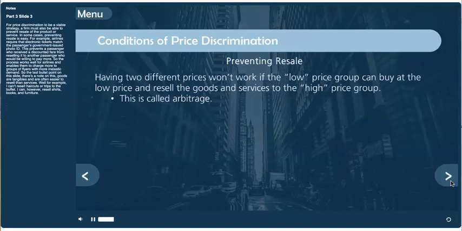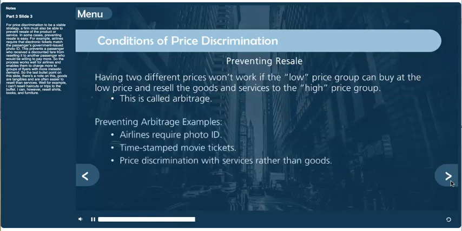Next, for price discrimination to be a viable strategy, a firm must also be able to prevent resale of the product or service. In some cases, preventing resale is easy. For example, airlines require that electronic tickets match the passenger's government-issued photo ID. This prevents a passenger who receives a discounted fare from reselling it to another passenger who would be willing to pay more. So the process worked well for airlines and enables them to charge more to groups of flyers with more inelastic demand.